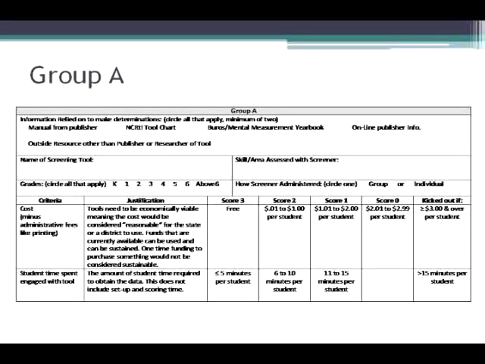After describing the criterion, there's a justification. Why is this an important criterion to evaluate? Some of the justification statements provide a little more descriptive information, and some don't provide much at all. It depends on the commonality and the specificity of the criteria. And after that are the scores.